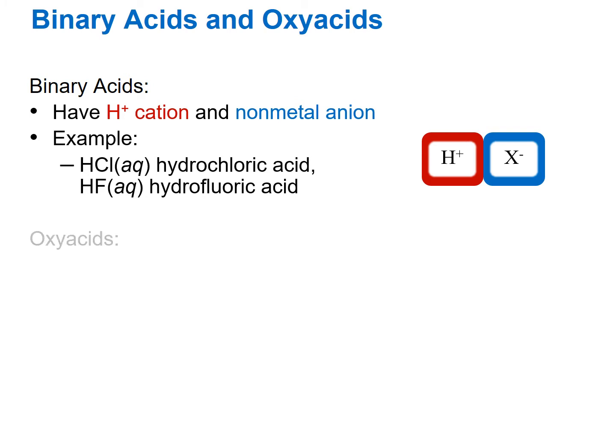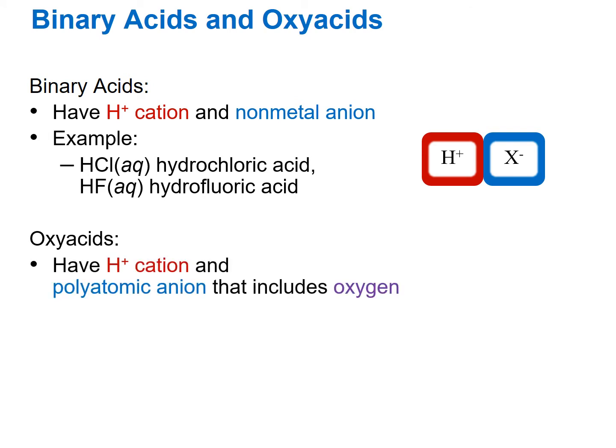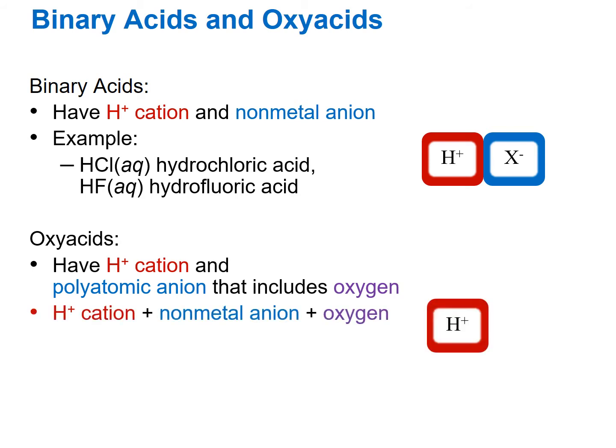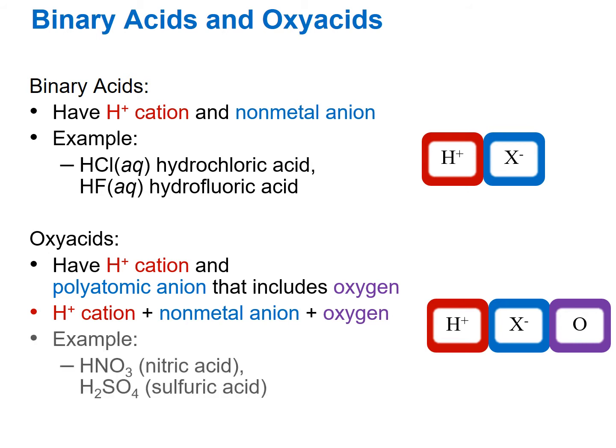Now your other option here is the oxyacid. What do you think that means? Well, it probably means an acid with some oxygen in it. So these are going to be compounds that have the hydrogen cation, a polyatomic anion that's going to include a nonmetal and an oxygen. So there's your formula for your oxyacids right there. Some examples of this are nitric acid and sulfuric acid. So you can see the way that these are written follows this format with the H in the first position, your nonmetal in the second, and the oxygen in the third position of your formula.